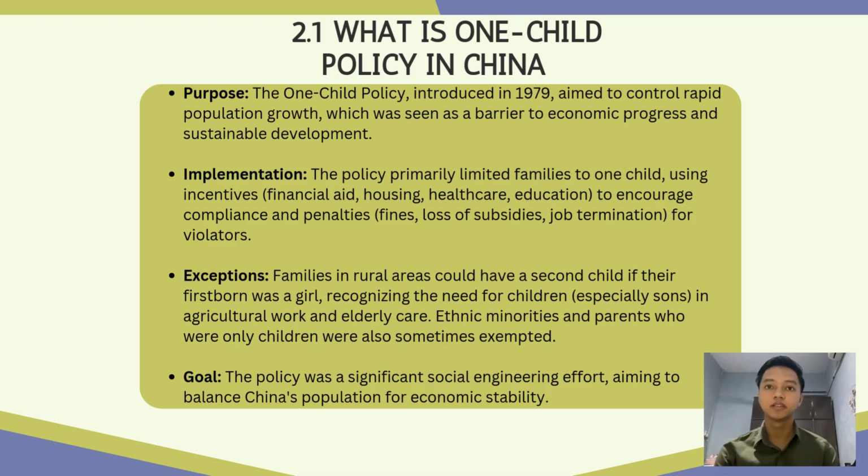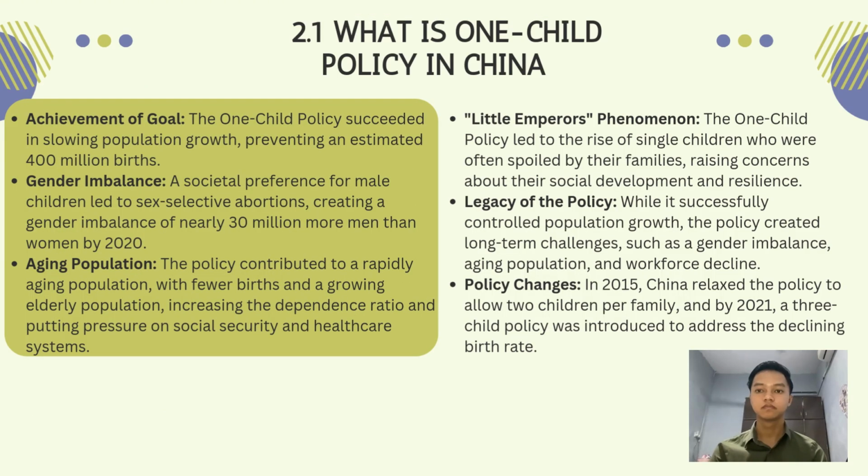for the violators. Exceptions: families in rural areas could have a second child if their firstborn was a girl, recognizing the need for children, especially sons, in agricultural work and elderly care. Next, ethnic minorities and parents who were only children were also sometimes exempted. The goal of the policy was a significant social engineering effort aiming to balance China's population for economic stability.